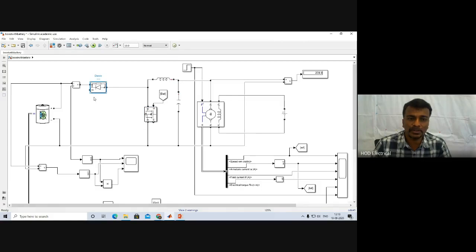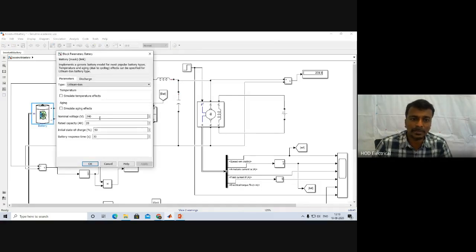Then this is the MOSFET I have used, this is the diode, and then the battery as well. The battery's nominal voltage is also 240 volt, the reason being that the DC motor terminal voltage is 240. The rated capacity is 20 ampere hour. I already showed in that video how I calculated this rated capacity of the battery. So now this circuit is the boost converter, and I am going to charge the battery.